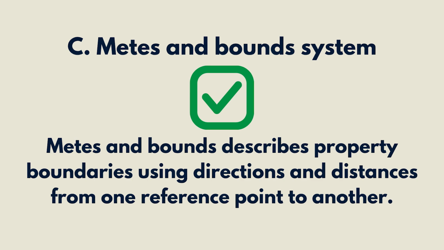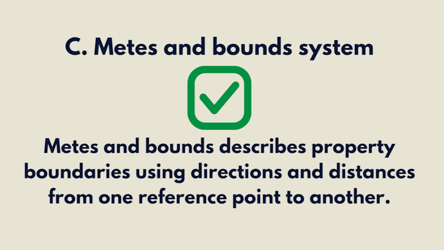Metes and bounds. Metes and bounds describes property boundaries using directions and distances from one reference point to another. These reference points are often called monuments and may include natural features or survey markers. Let's try another question.